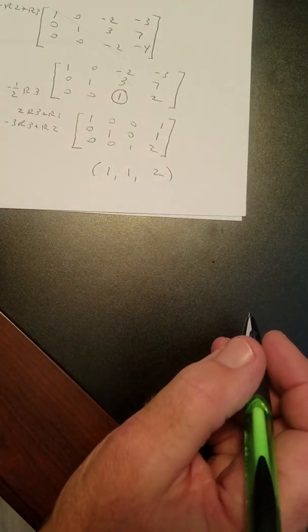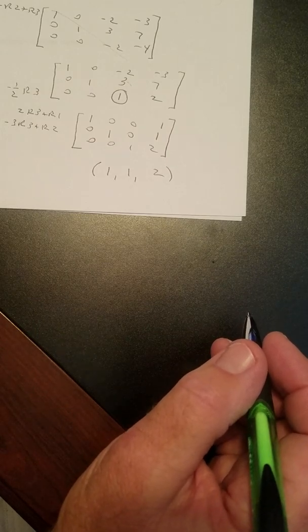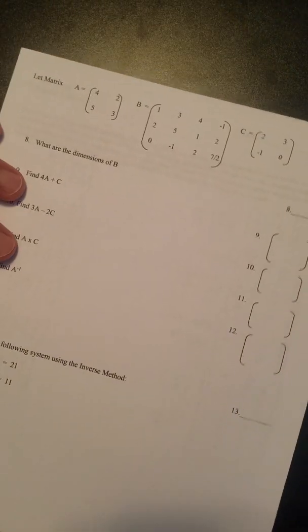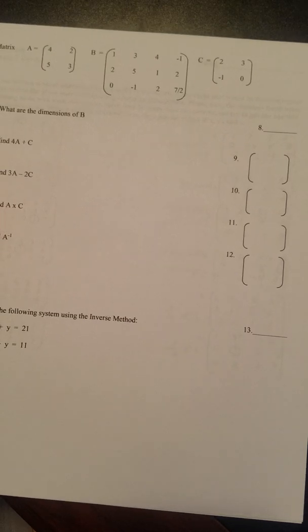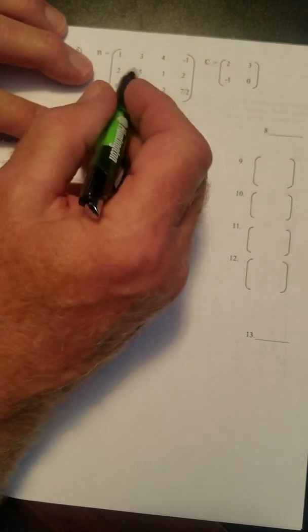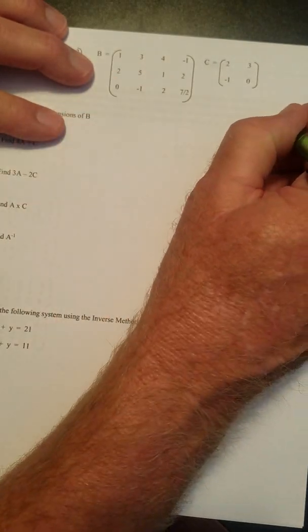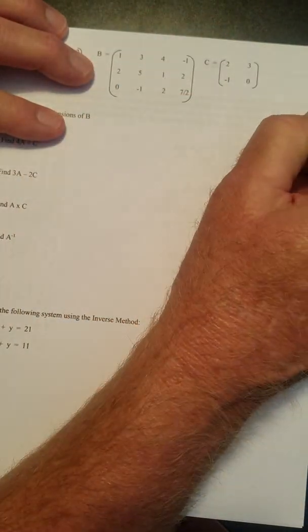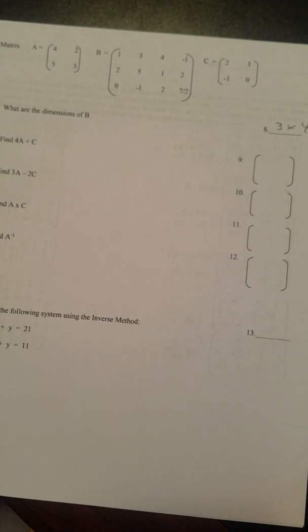You could always go back and check your answers if you wanted to. Okay, what do we have on page 3? Number 8 says, what are the dimensions of B? As you look at B, I see 3 rows and 4 columns, so 3 by 4. A common mistake people make is getting it backwards and putting 4 by 3. The rows come first.